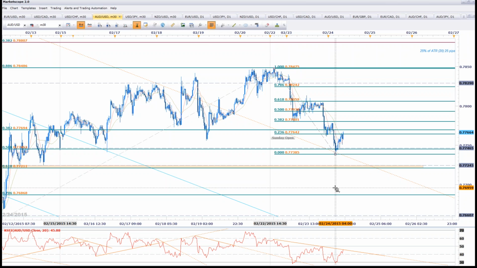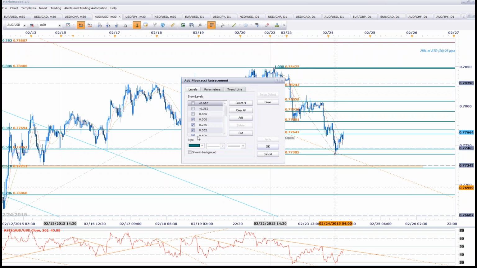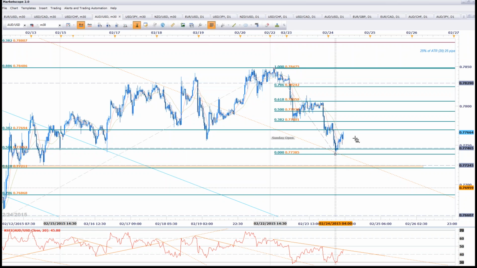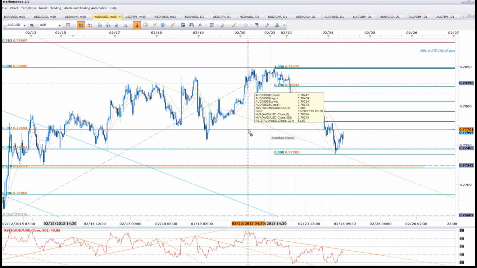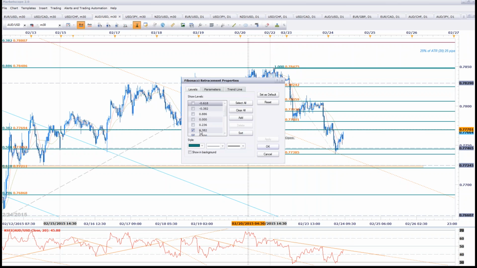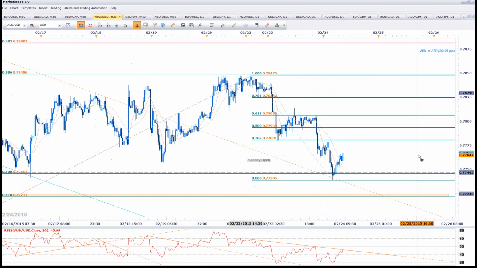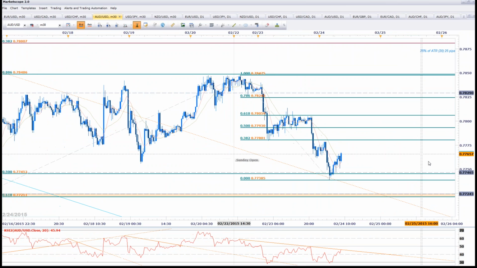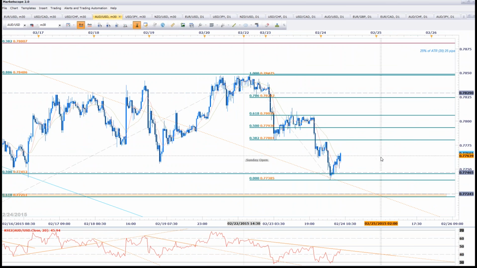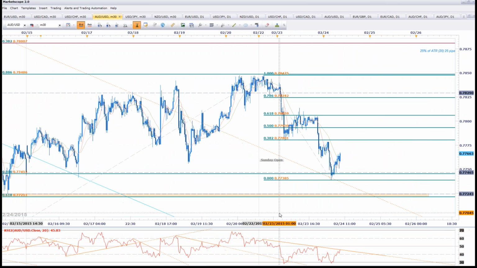You don't have much validation that that's necessarily a low yet, but I'm going to take that 38.2 out for now. These are sort of the levels I'd be looking at for a swing to the upside here in Aussie dollar. Inevitably, again, we would be looking to short this, but near term, you're looking at the confluence of that 50% with that former trendline resistance. You could see a little bit of a bounce.